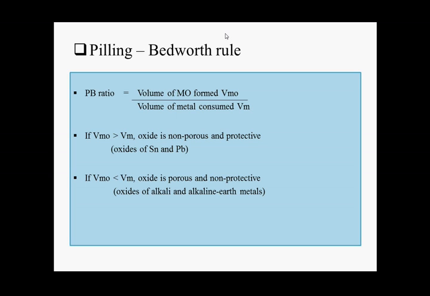Such type of metal oxides are formed in metals like tin and lead. If the volume of metal oxide formed is less than the volume of metal consumed, then that metal oxide layer is porous in nature. Gases can easily penetrate through it and attack the metal and further corrosion takes place. Such a metal oxide layer is non-protective in nature. It is normally formed by metals like sodium, potassium, calcium, magnesium, etc. That is, they are formed by alkali and alkaline earth metals.